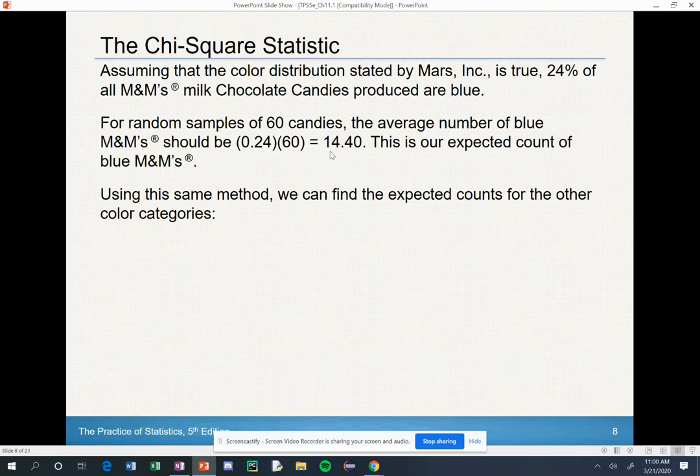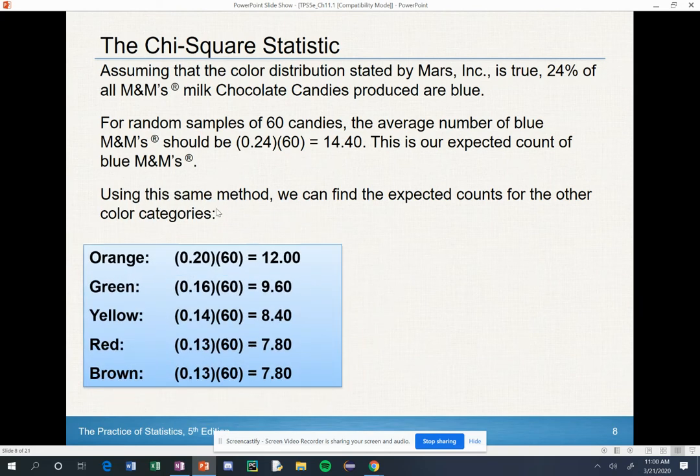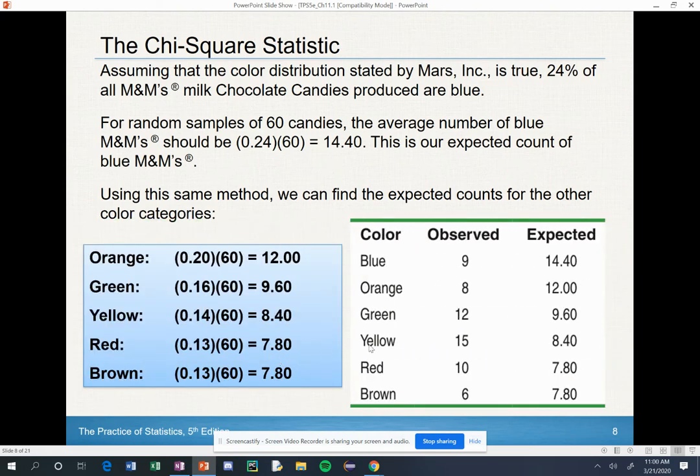Yes, we know there cannot be exactly 14.4 in a bag, but that's the number we use for the official expected count when the bag size is 16 here. So we could do this for all the other expected counts. Here are the 5 remaining colors. We take our 60, which is the size of our bag, and multiply it by the stated color distribution of what M&M's says they're supposed to be, and we get these other 5 numbers.